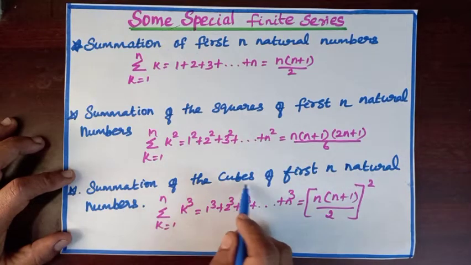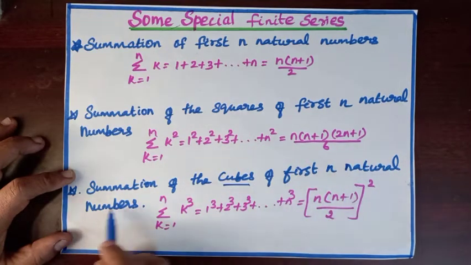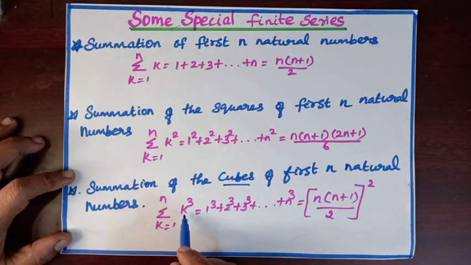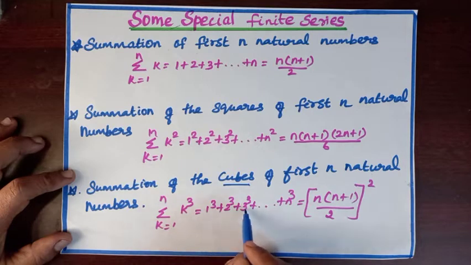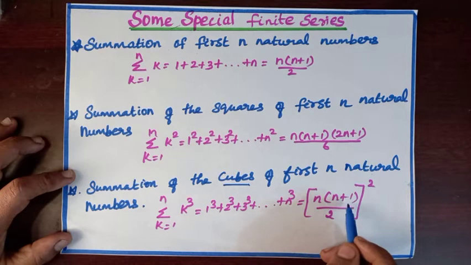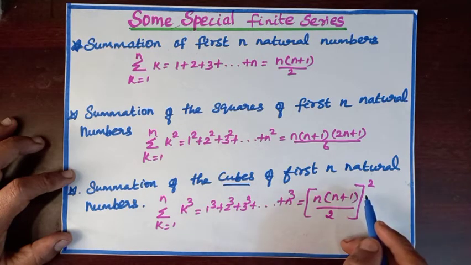Summation of the cubes of the first n natural numbers: summation of k equal to 1 to n, k cube, that is 1 cube plus 2 cube plus 3 cube plus dot dot plus n cube, which is equal to n into n plus 1 by 2, the whole square.